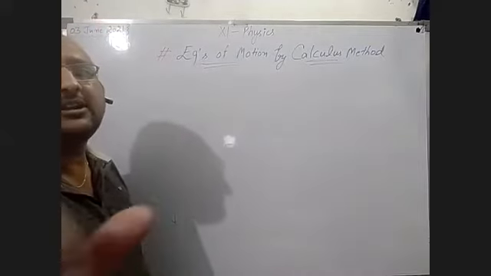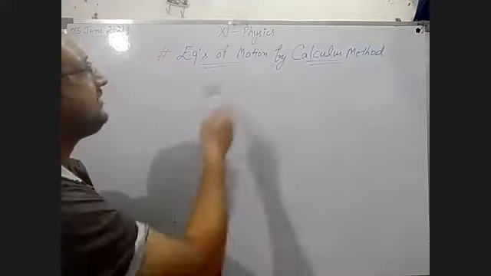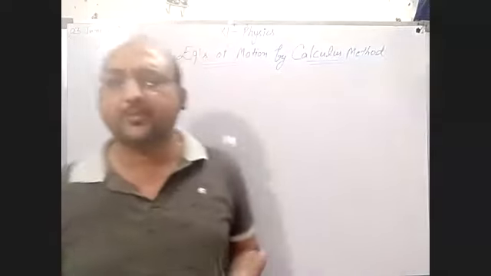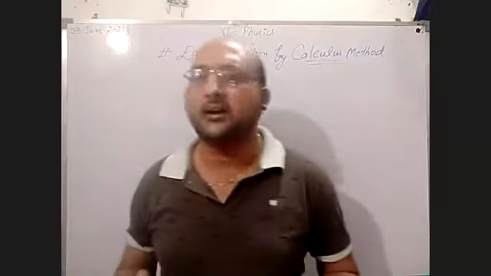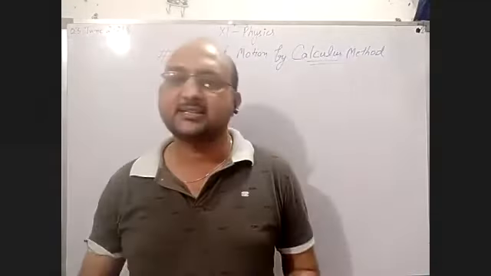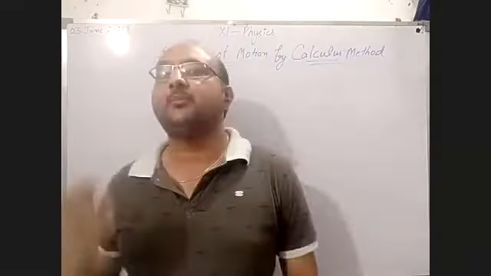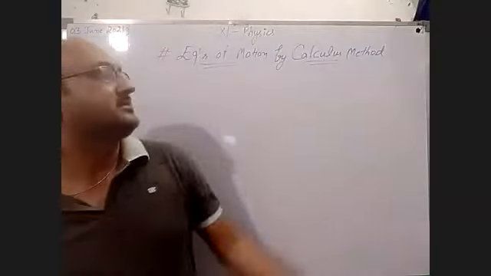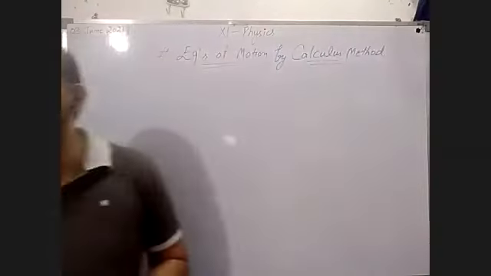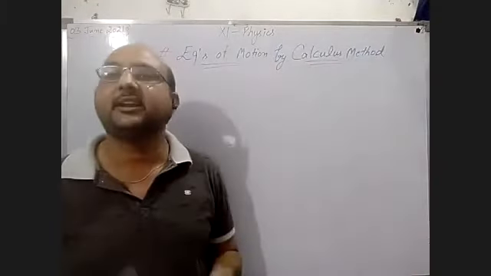After the graphical method, we are going to study these equations of motion: v is equal to u plus at, s is equal to ut plus half at square, and v square minus u square is equal to 2as. You are now studying by another method, called the calculus method. In this method, you have to use differentiation and integration.